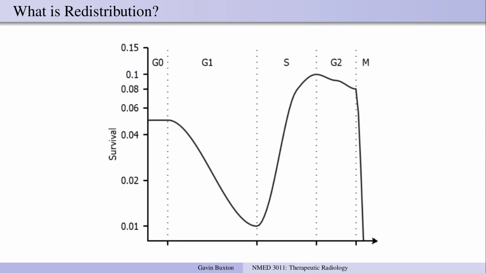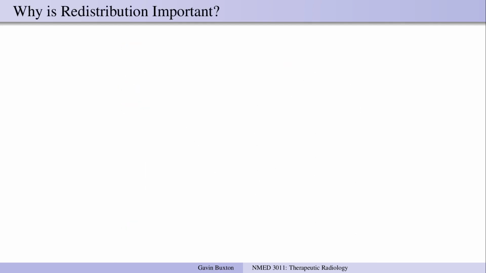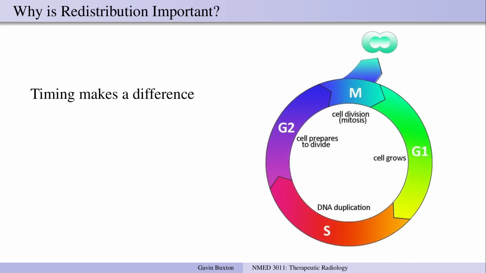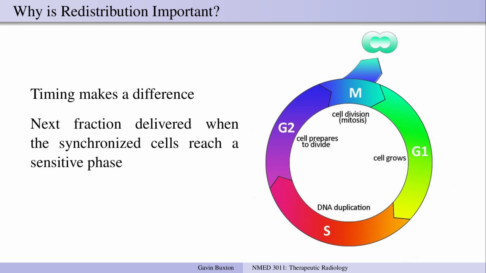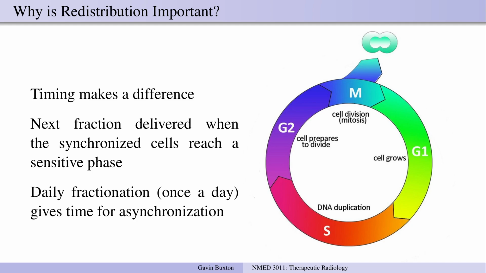Here's an interesting plot just highlighting how radiosensitive or radioresistant cells are in the different phases of the cell cycle. So, why is this important? Well, timing between fractions could make a difference to the treatment. When you give a fraction of radiation to a tumor, then the majority of cells that are going to be killed are those that are near mitosis. The remaining cells are in more resistant phases.